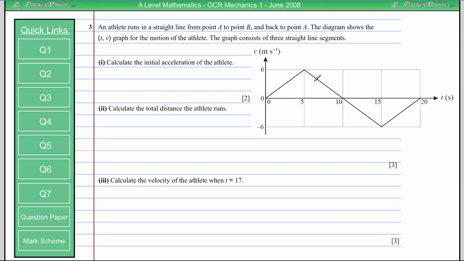Well, for any straight line segment in this graph, acceleration is the change in velocity divided by the change in time. So this is our initial stage from 0 to 5. So the change in velocity, he goes from 0 to 6. So that's going to be 6. The change in time is over 5 seconds. So we need to calculate 6 over 5. And that's going to be 1.2 meters per second squared.